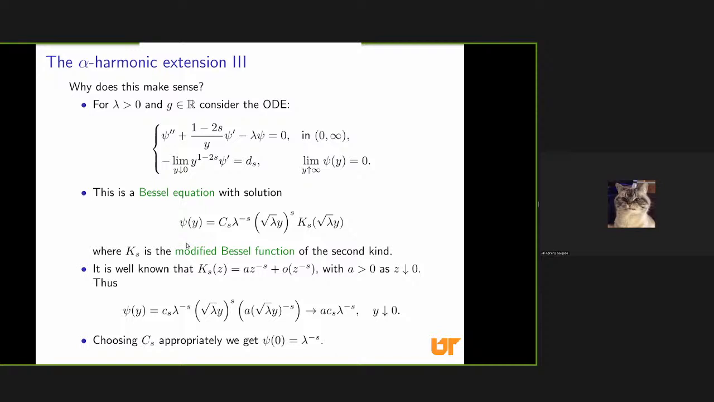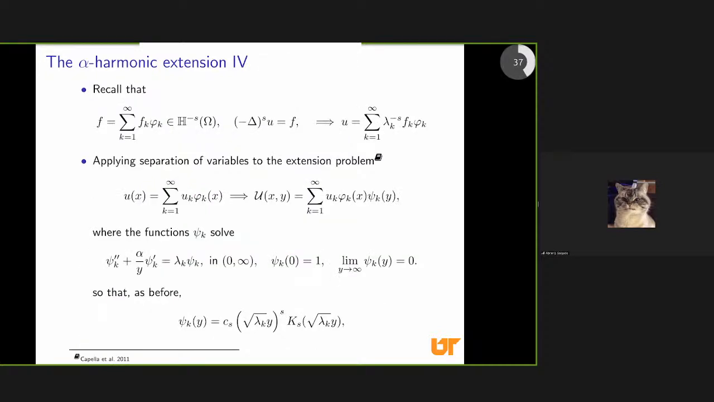The good thing is that once you know the solution to these Bessel functions, you go to your favorite book in special functions, and there's everything that you want to know about the solution of these functions. Say, for instance, we know that as y or z goes to 0, these functions are going to behave this way. So we just need to normalize them to get that at 0 you get lambda to the minus s, which is what we want. Solve the fractional Laplacian power s.